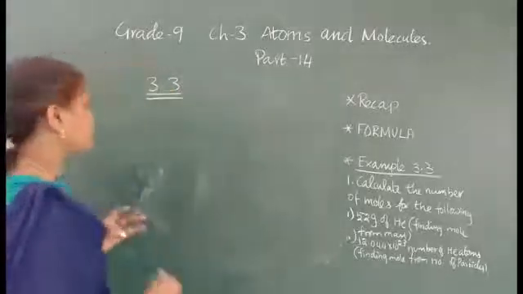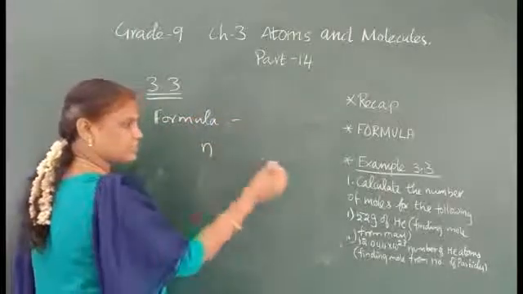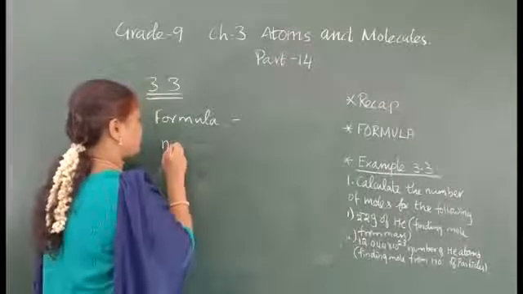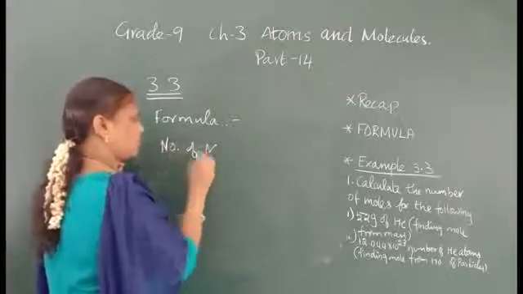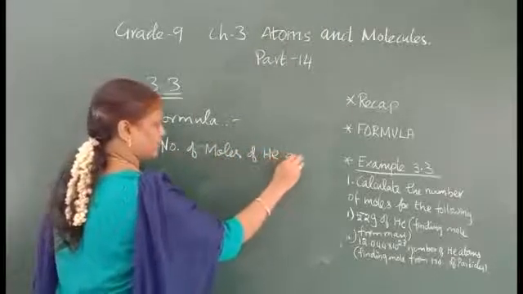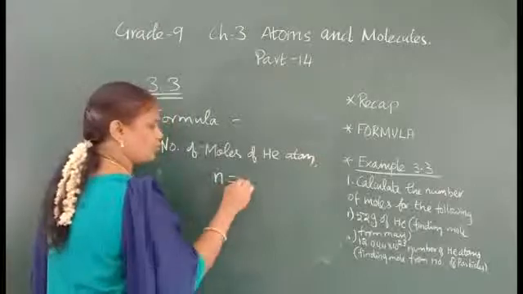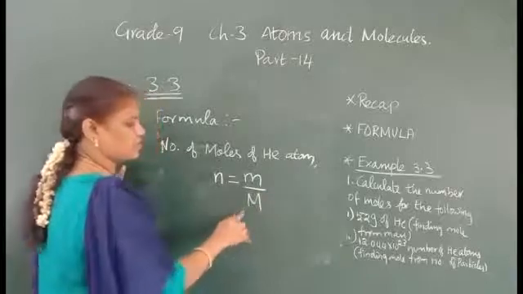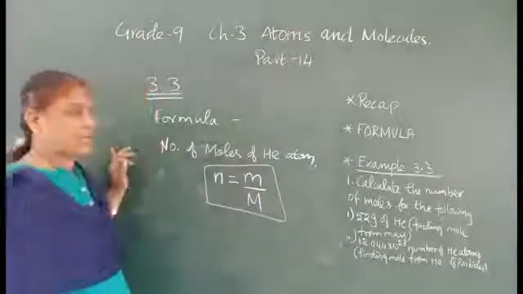Okay. Now what is the formula? Formula to find the n. Now it is given mass, no? So n is equal to number of moles of helium atom. You can write it as capital letter or small letter. Why? It is monoatomic. n is equal to given mass by molar mass. This is the formula. Okay, let us apply it in this.